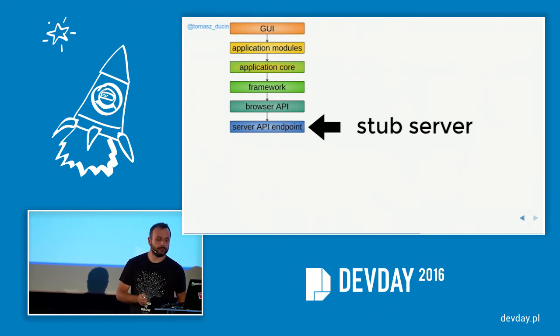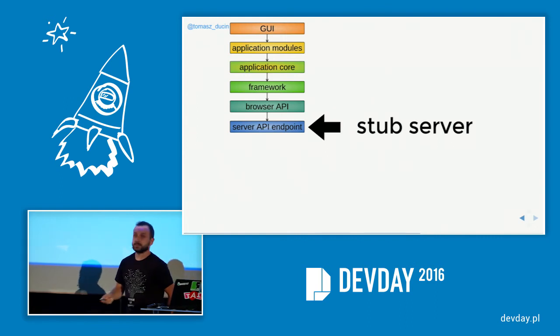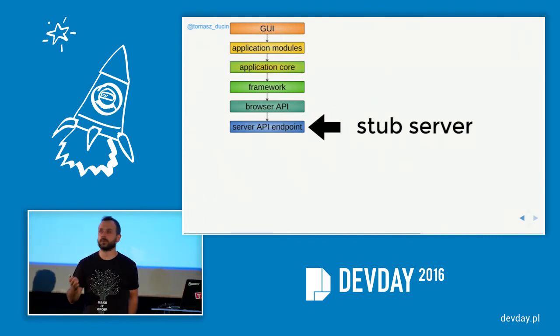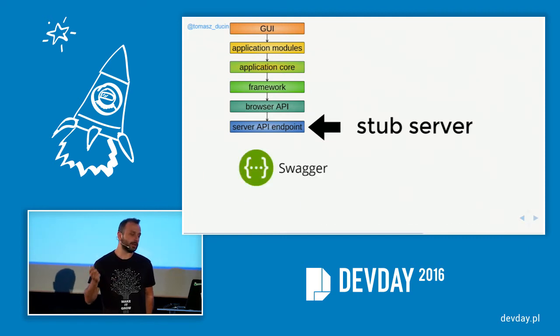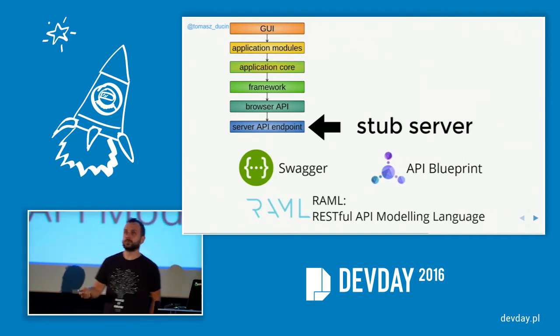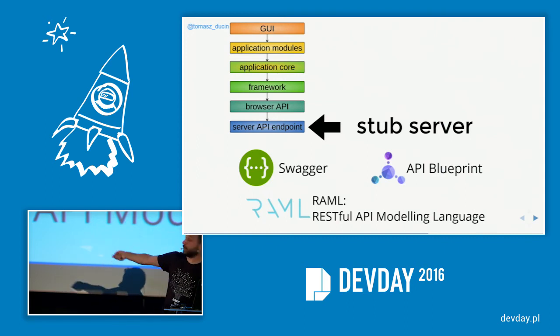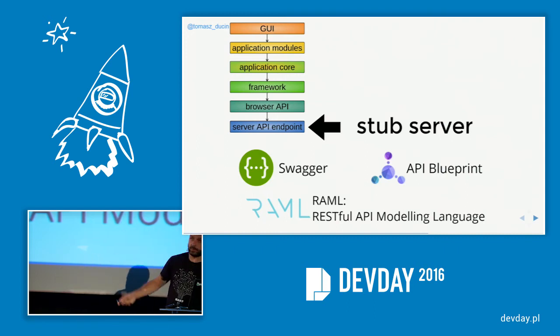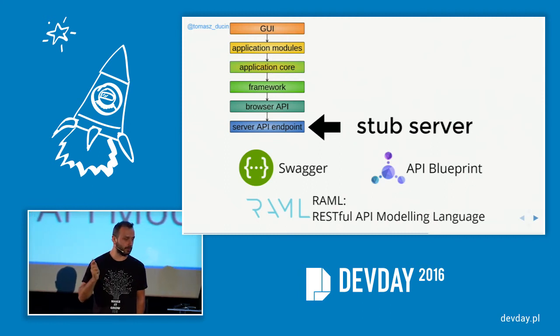Okay, so now we'll go through all these three layers. The server API endpoint is probably the most obvious for you. Instead of having a real backend, we can just create a fake backend and use it for development purposes. We can do that either manually, or we can use one of these three, Swagger, RAML, or API Blueprint, so that we just use the contract file, the contract definition, and everything will be automated for us. This is one solution. But this is probably the most popular and best known for you, so I'm not going to cover this very much.